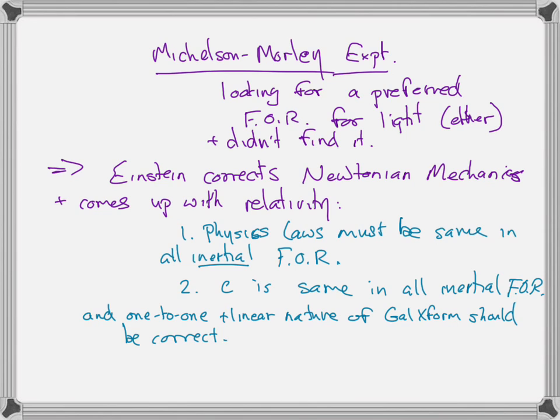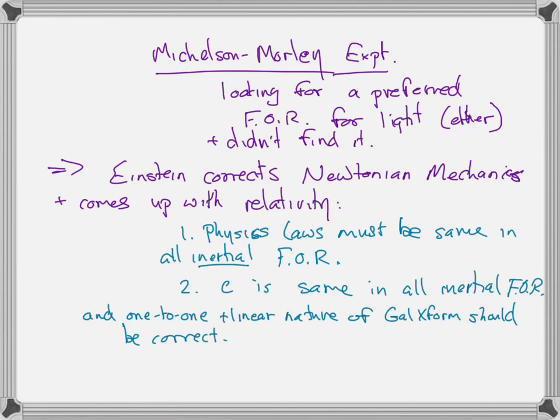And simply, if you drop a ball straight down in an inertial reference frame, it should fall straight down, regardless of whether you're in the stationary frame or a moving frame. If you're in a moving train traveling at constant velocity, you drop a ball, it's still going to fall straight down. The second postulate is the unusual one, which is that the speed of light is the same in all inertial frames of reference.